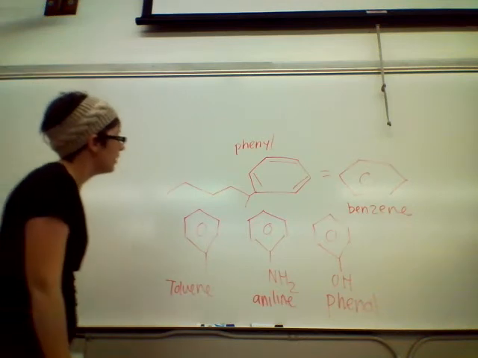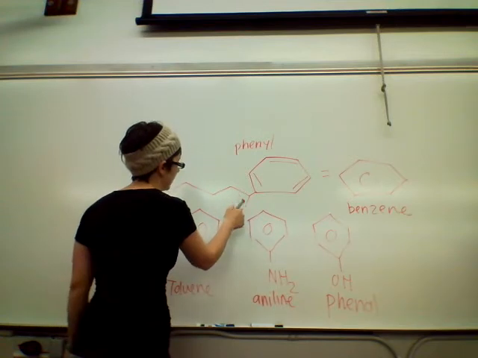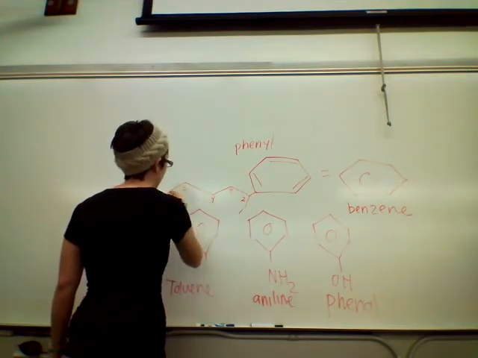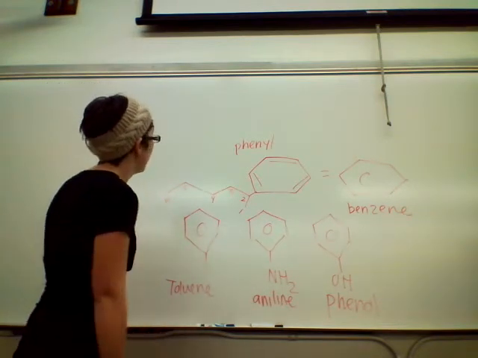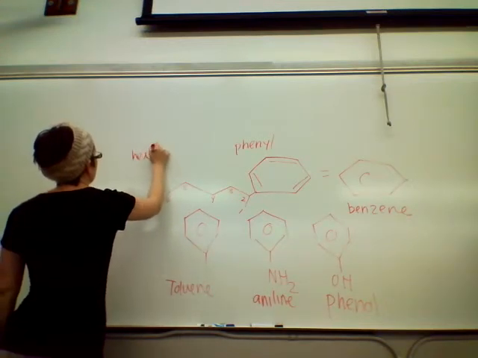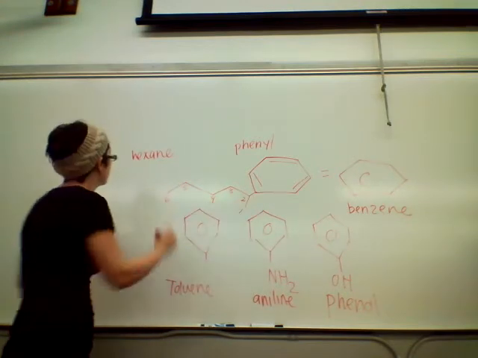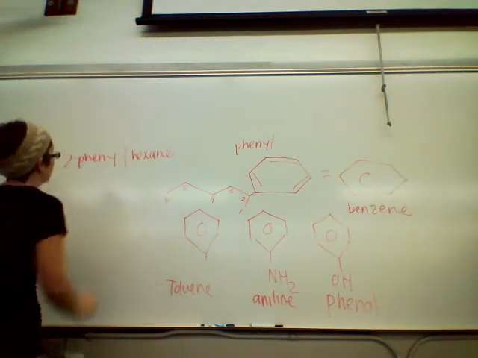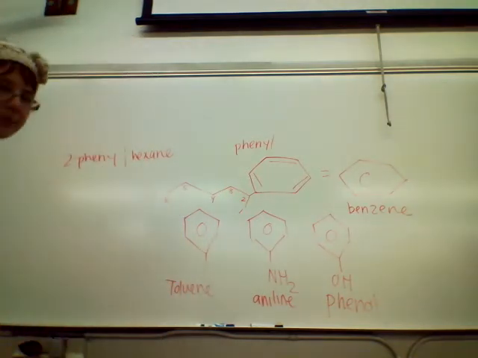So, for example, if we were going to name this alkane, you would say this is carbon 1, 2, 3, 4, 5, 6. So the way that you would name this, the parent chain, is going to be hexane. But it's a substituent on carbon 2, so this would be 2-phenyl, all one word, hexane. Let you take a look at that.